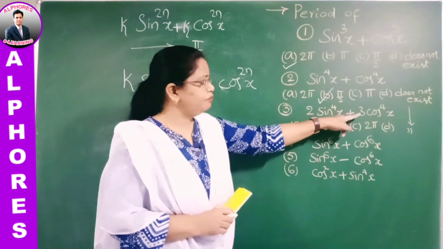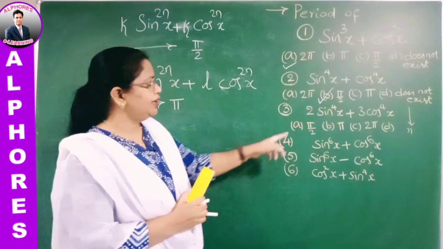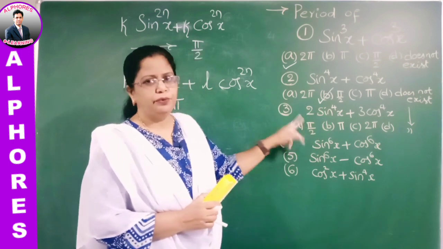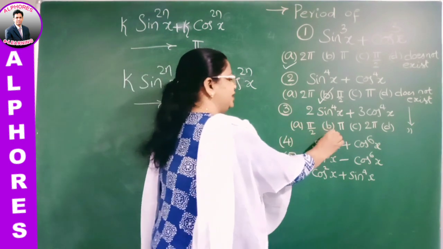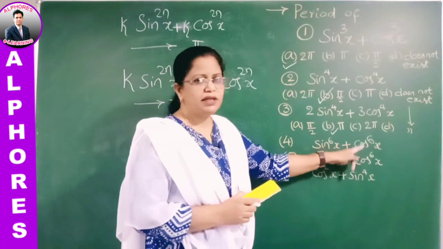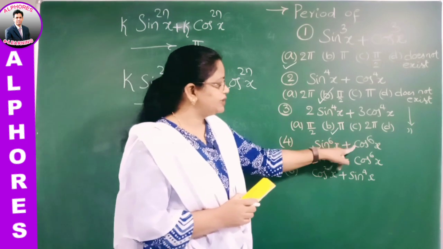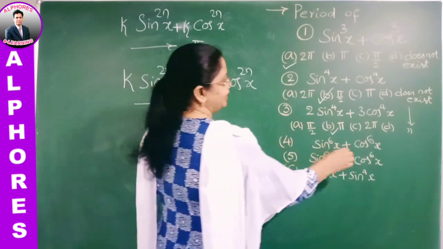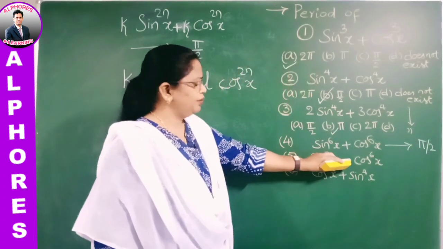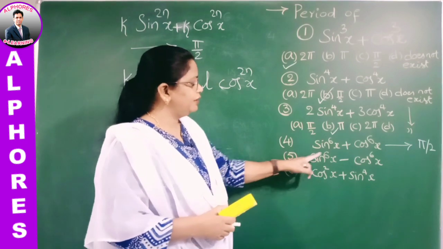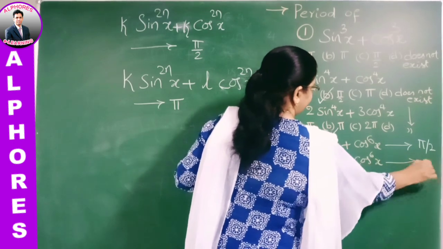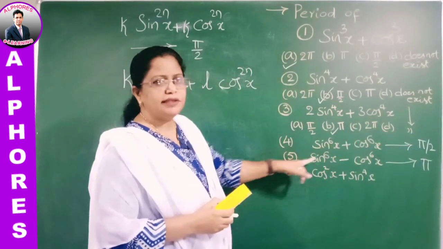Now observe, what about this problem: 2 sin to the power 4 plus 3 cos to the power of 4. Here the coefficients are different. Therefore, it cannot be pi by 2. We can write it is nothing but pi only. And next one, sin power 6 plus cos power 6. Coefficients are the same, even power, and therefore the fundamental period is pi by 2. And the next one, coefficients are different: here 1, here minus 1, and even power. Therefore, the fundamental period is only pi, because the coefficients are different.